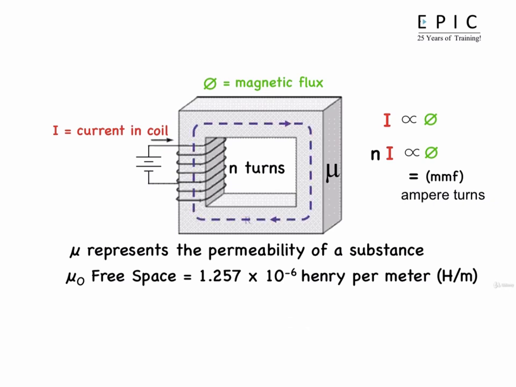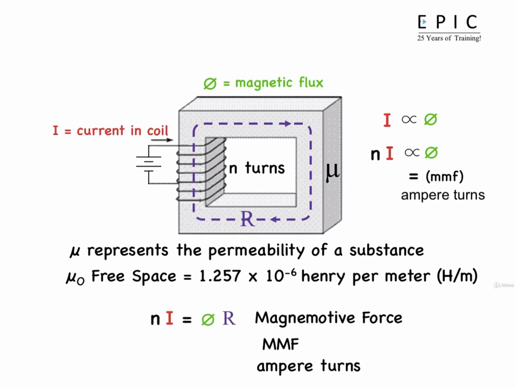Therefore, ferromagnetic material is said to have a reluctance R to the flux. The flux, current, and reluctance are related by the equation Ni is equal to phi times R. Ni, of course, is known as the magnetomotive force, or MMF. Magnetomotive force, or MMF, of course, is measured in terms of ampere turns.